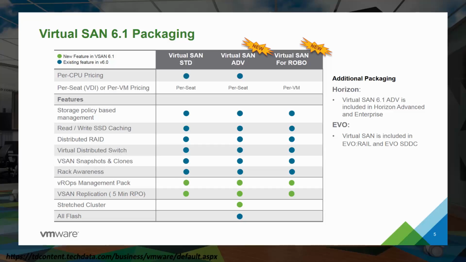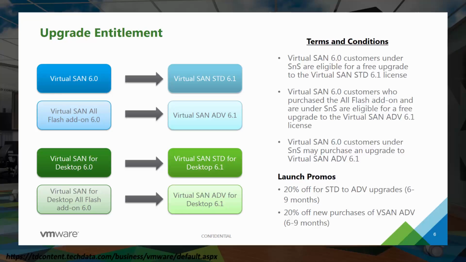Since the licensing has changed, we're going to go through the upgrade options for those that currently have vSAN 6.0 licenses as well. So as you see in this slide here, it gives you a transition, shows you if you're coming from a 6.0 license as to what it would go to with the 6.1 change in the licensing scheme.